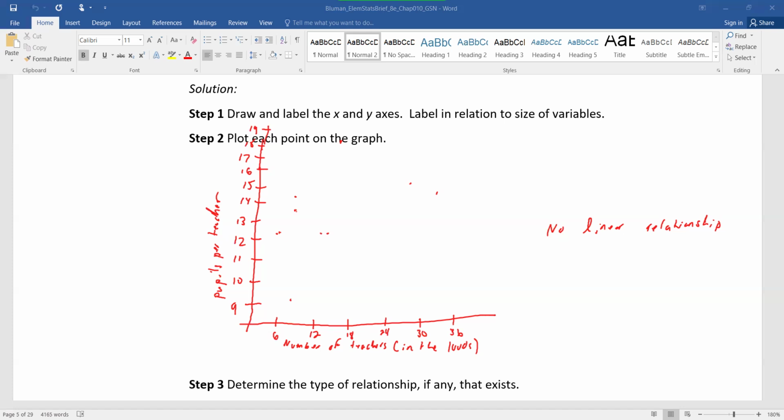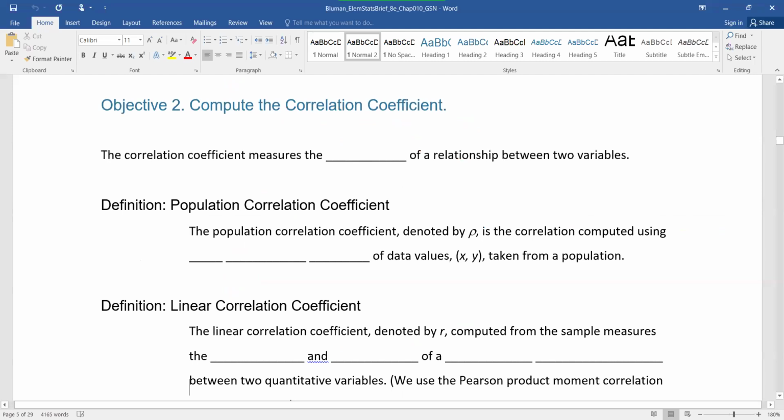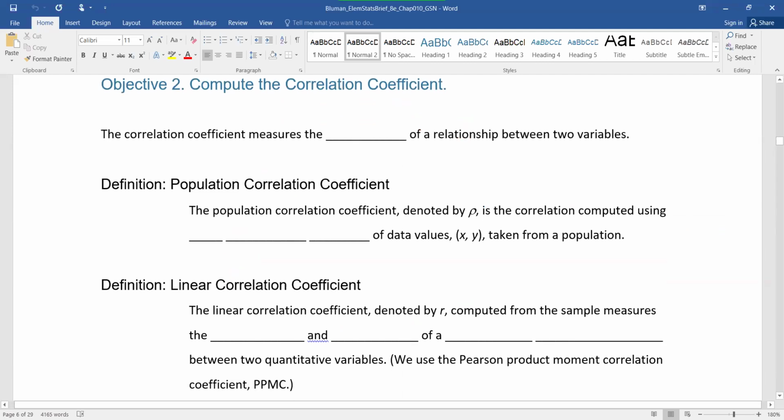All right. So in the second objective here, we're going to compute this correlation coefficient. So the correlation coefficient measures the strength of a relationship. So if you're trying to determine the strength of the relationship that you're currently in, you can run these tests to just see how strong y'all are, and then you can kind of see if it's a positive or a negative relationship.